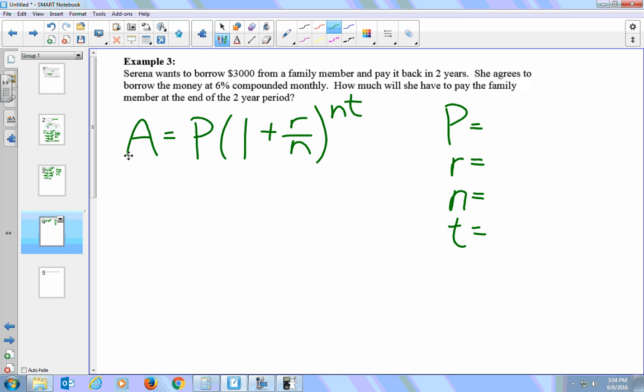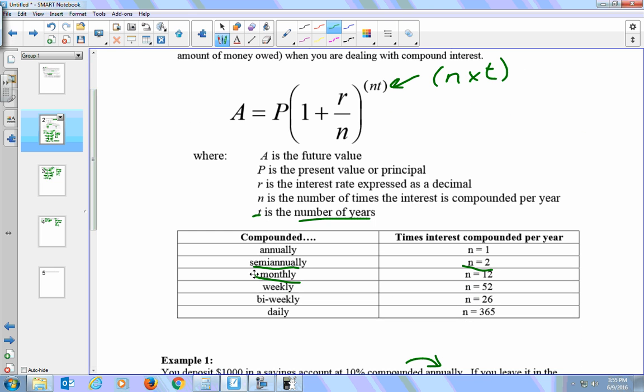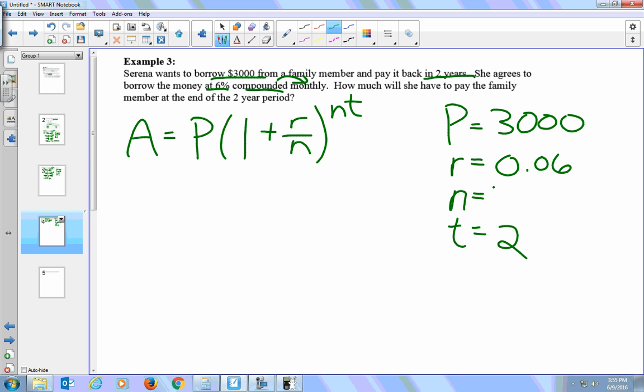Okay, so Serena wants to borrow $3,000 from a family member. So $3,000. Pay it back in 2 years. That's our time. She agrees to borrow the money at 6%. We know that's our rate, 0.06 as a decimal. Compounded, look to the right, monthly. If we go back here, monthly, there's 12 months in a year, so our N equals 12.